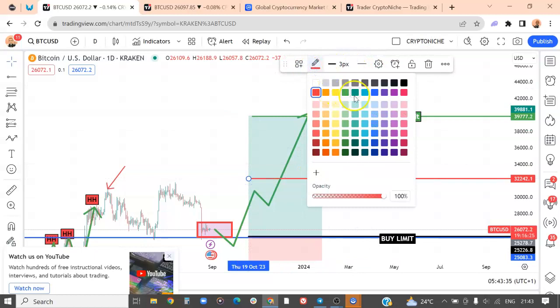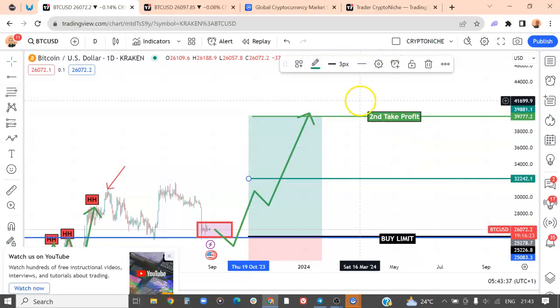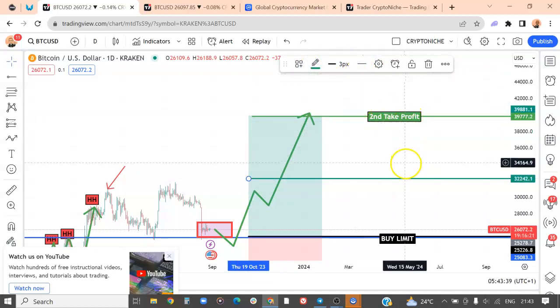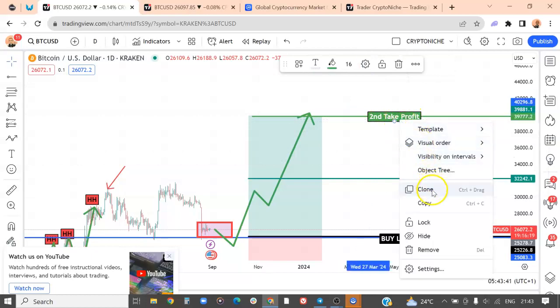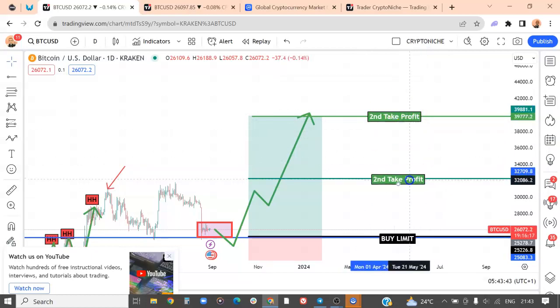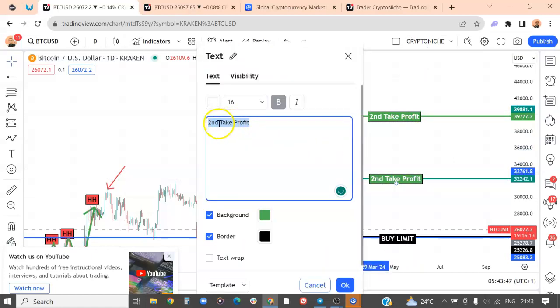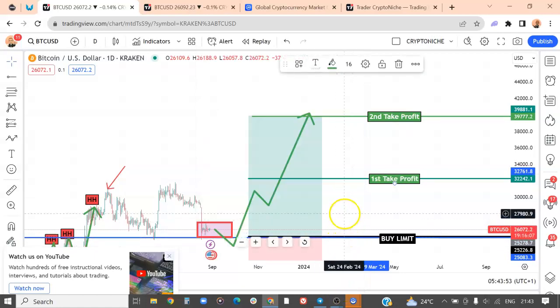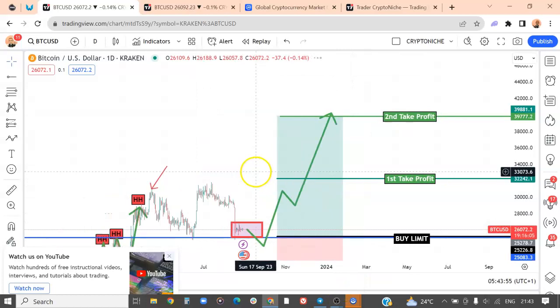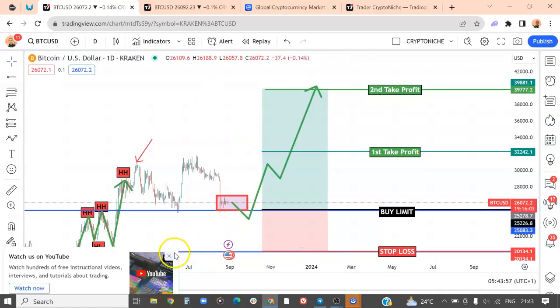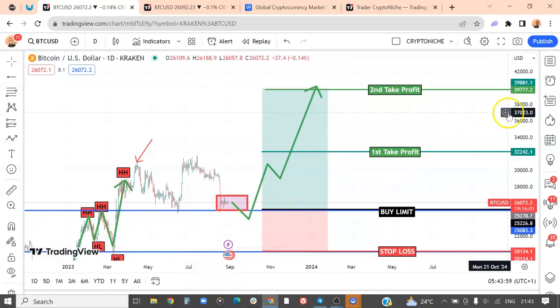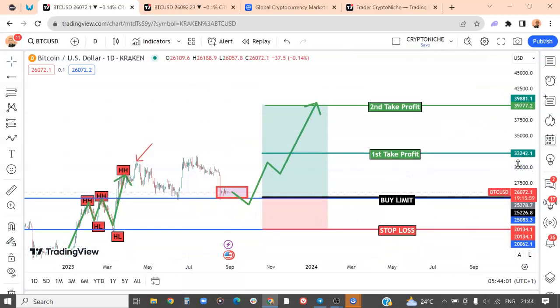So I'm gonna make it green. Let me clone this guy. I'll clone this and drag it to this point. This is gonna be our first TP, our first take profit. Can you see that? Boom, and that's it. So let me publish this analysis.